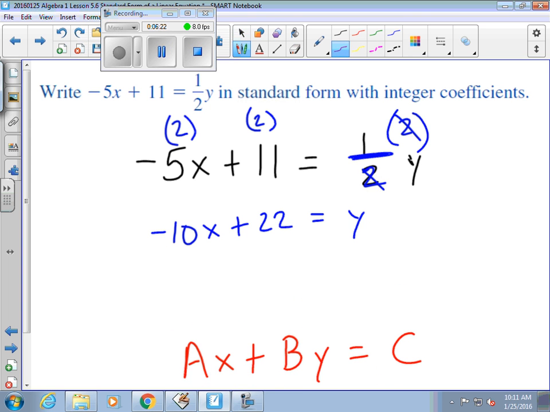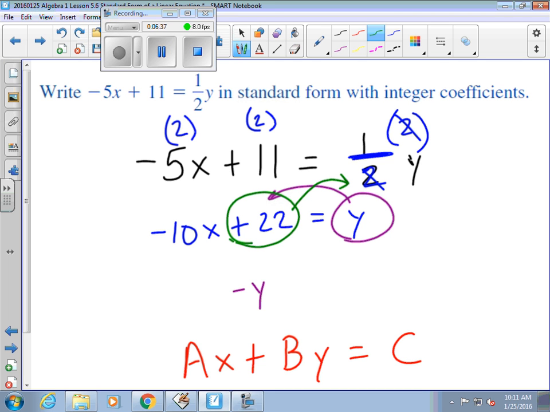Remember, this, we want to bring it over to this side. It was positive on the right. If I bring it over to the left, what does it become? Negative. So negative y instead of positive y. And this right here is positive 22. If we want to bring it to the other side, what do we want it to be? Negative 22. Negative 10x doesn't move. It can stay right there. Negative 10x minus y is equal to negative 22.